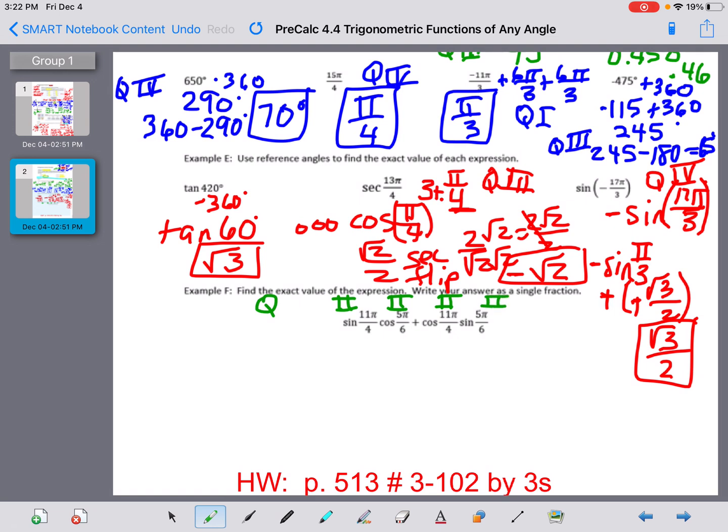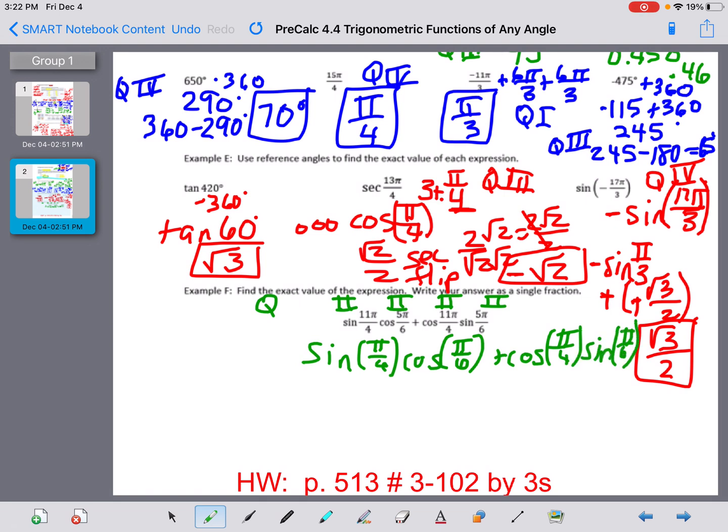Because to be honest, I don't even care what the top numbers are anymore, because I'm thinking simply sine of pi over 4, because that's its reference angle, cosine of pi over 6, because that's its reference angle, cosine of pi over 4, because that's its reference angle, and sine of pi over 6, because that's its reference angle, okay? So the only thing I have to worry about in the quadrant is when things are negative. Okay, sine of pi over 6. I look at pi over 6, its sine is always 1/2.